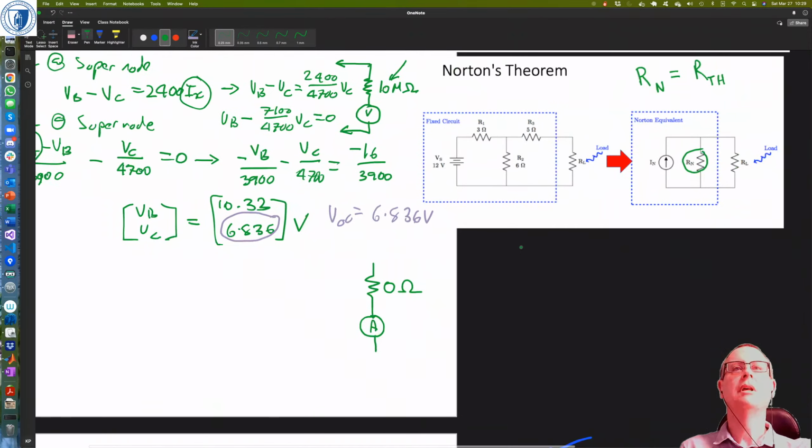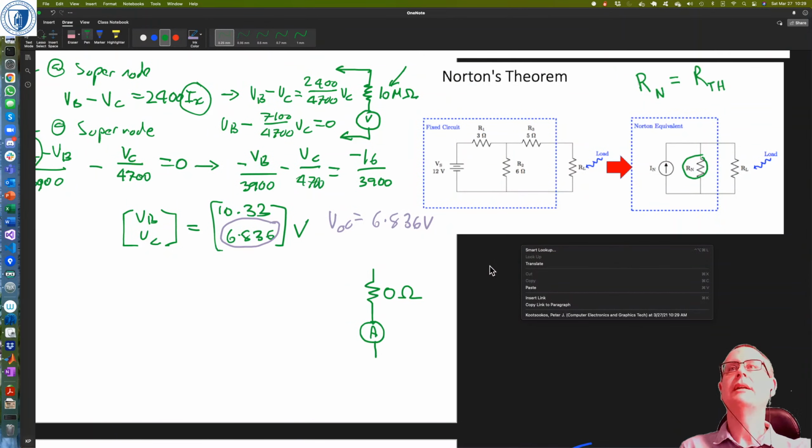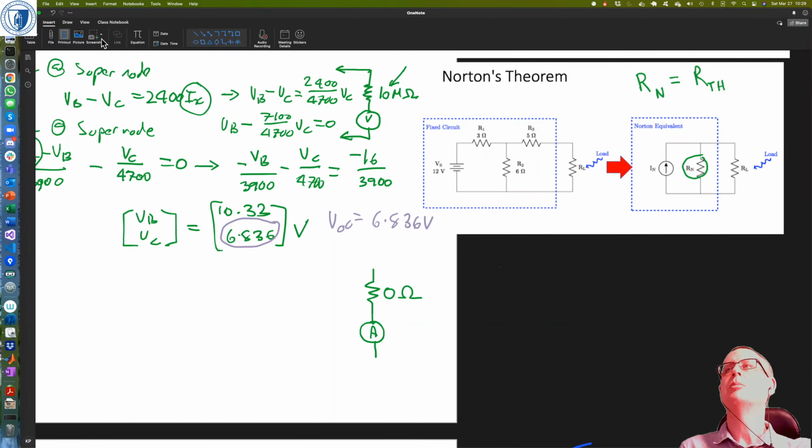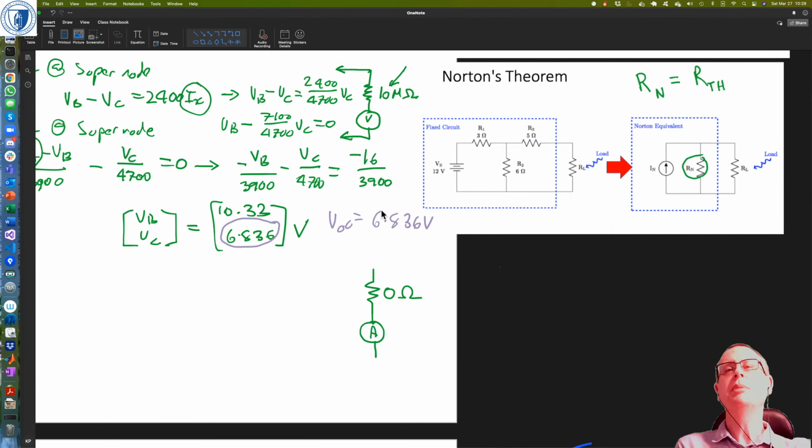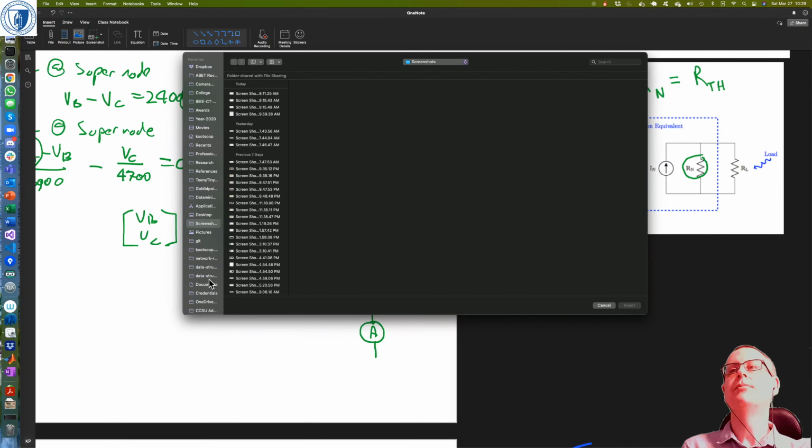Up here. So I just want to insert that. No, not a printout. I want to insert a picture from downloads.